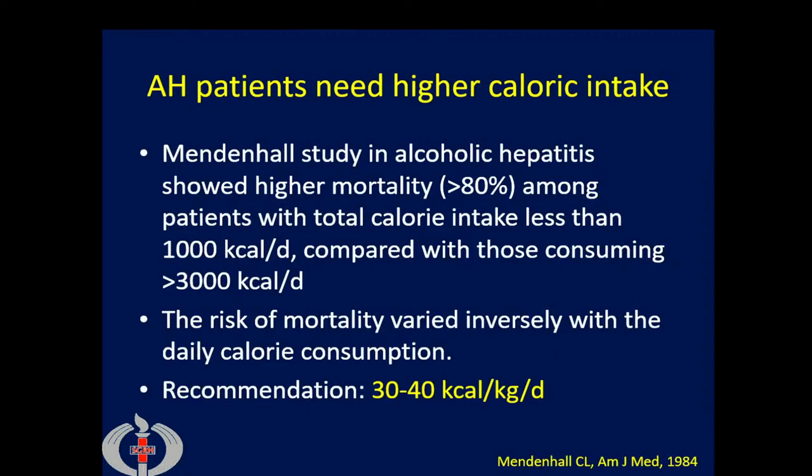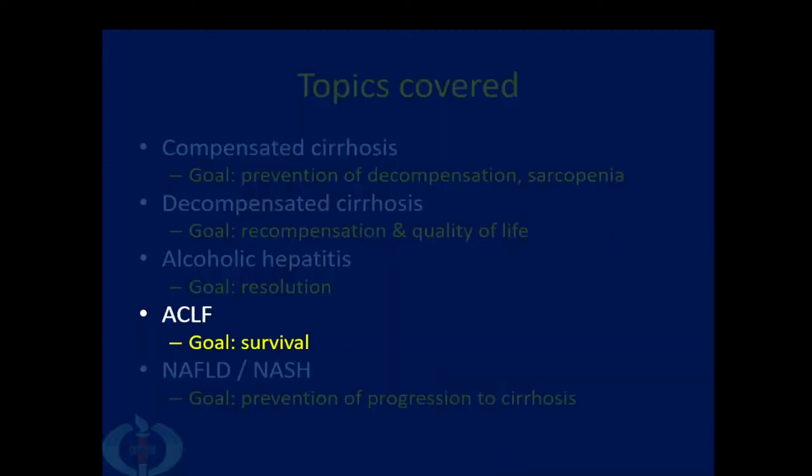Alcoholic hepatitis patients need higher caloric intake, and multiple studies have shown this. The Mendenhall study in alcoholic hepatitis showed that these patients have higher mortality, more than 80% mortality, if they were calorie restricted to less than 1000 calories compared to those who were consuming 3000 calories. And the risk of mortality varies inversely with the daily calorie consumption. So recommended is 30 to 40 kilocalorie per kg per day.